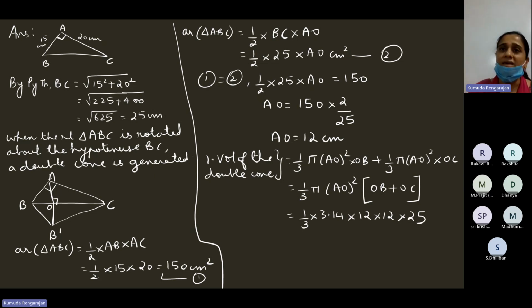In the same way, work the surface area. Surface area will be what? Pi r L plus pi r L. So use the line segments for R and L. Work it like this. Take out whatever is common and do it. Calculate it.